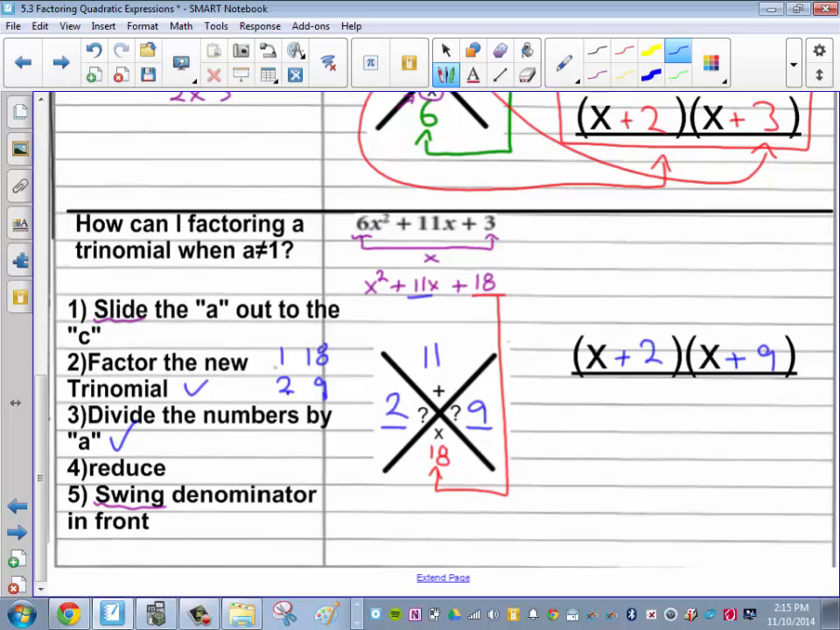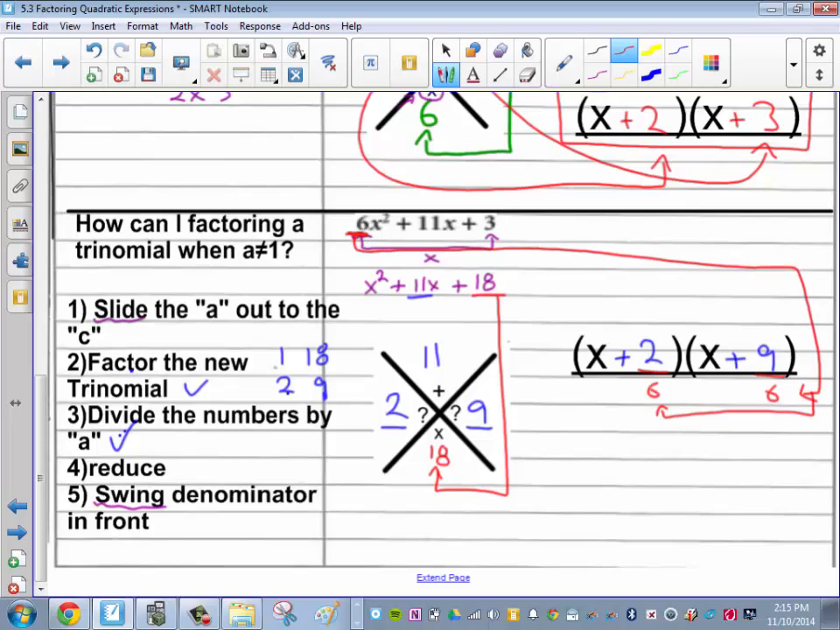Next step, divide the numbers by A. Since we factored it, now we're dividing the numbers by A. So remember that A that you slid at the beginning? This A you slid over here and multiplied. Now you got to take this 2 and you divide it by 6. And you take the 9 and you divide it by 6. So this is going right here, divided by the 6 right there.